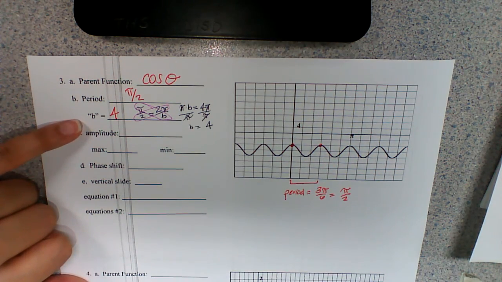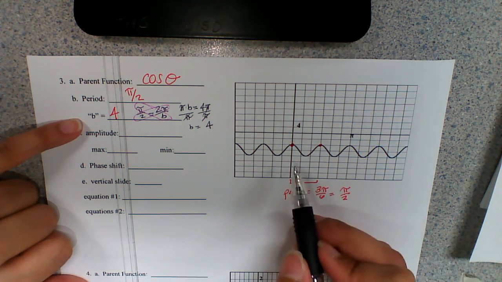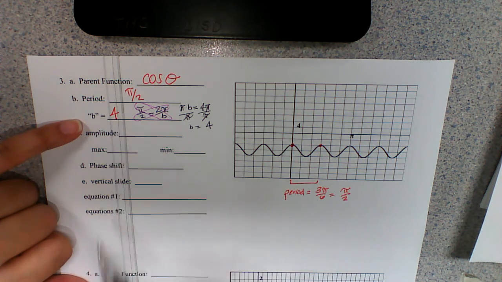Okay. So really what that means, if you think about it, is that your graph has gone through a horizontal shrink of 1 over 4, because remember, it's the opposite of the b value itself.